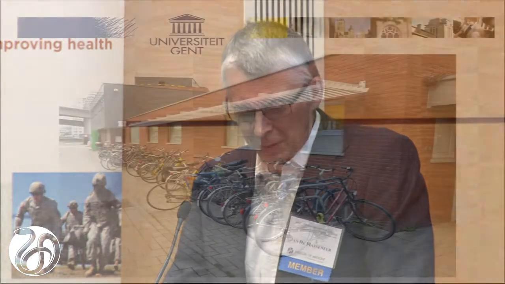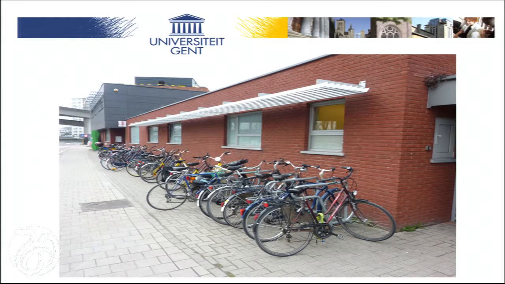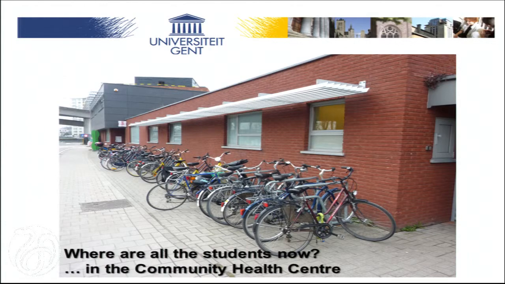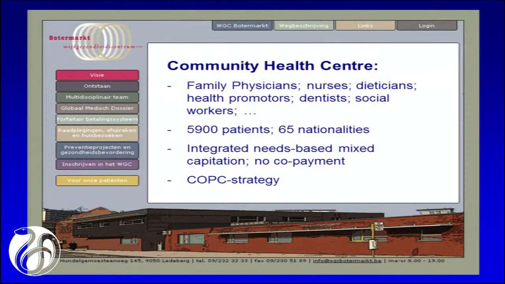So let's go to this year, the 24th of March, and see what happened in different parts of the city of Ghent. Where are all the students now? Well, they are in the community health center and no more in the classes at the university campus. The community health centers are linked to the university.